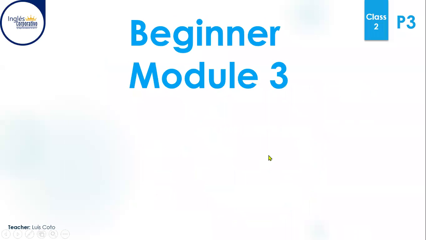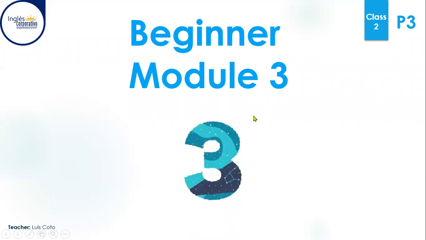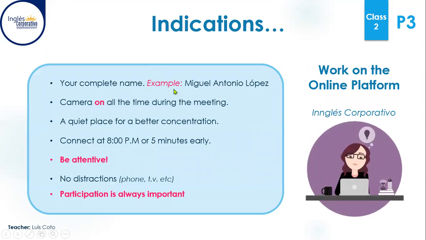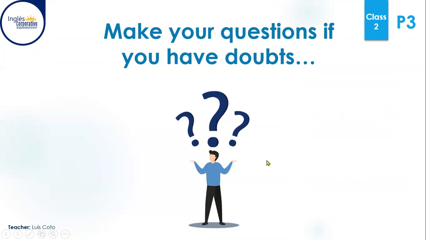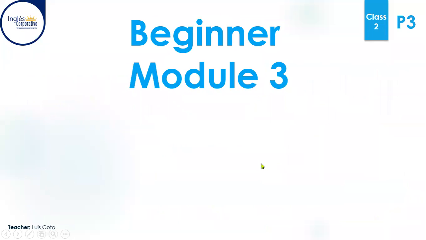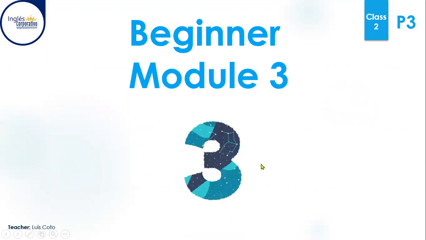Welcome and hi everyone. Your model is beginner model three. Remember the indications: your complete name, use the camera, connect 5 minutes early, be attentive to your class, no distractions during the class, and your participation is very important, always important. If you have questions, make them, please. All right. Let's begin with the second class, class number 2.